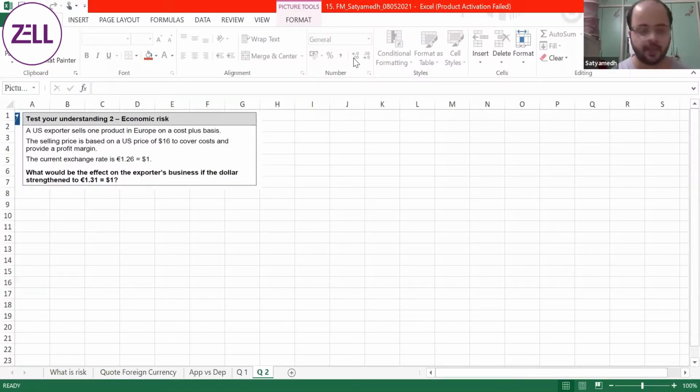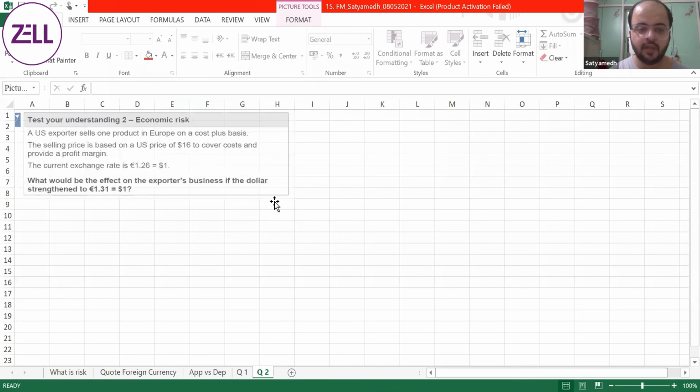Now economic risk. A US exporter sells one product in Europe on a cost plus basis. The selling price is based on a US price of $16 to cover cost and provide for a profit margin. The current exchange rate is $1 is equal to 1.26 euro. What would be the effect on the exporter's business if the dollar strengthened to $1 is equal to 1.31 euro?